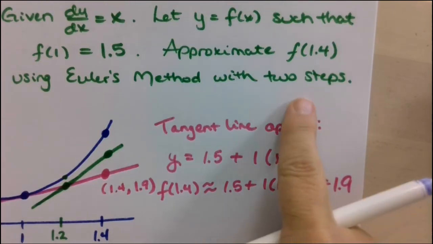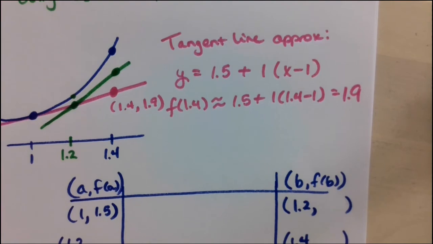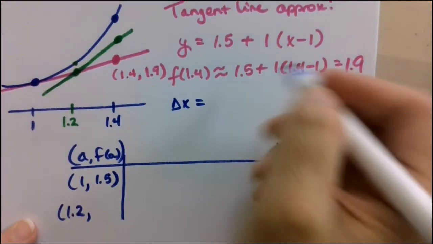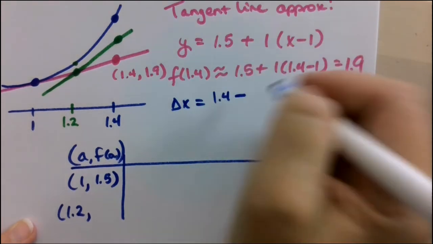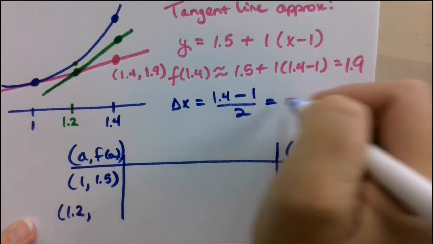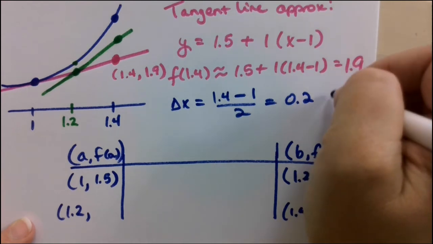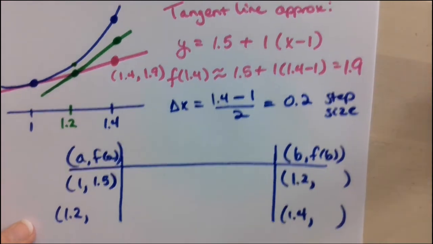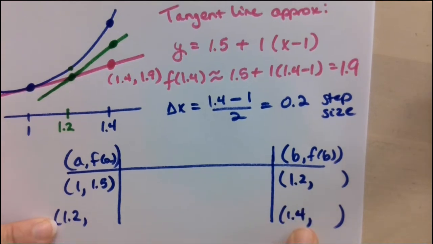When we're asked to use 2 steps, we have to figure out how wide those steps are going to be. What's my change in x going to be? And for this example, we're wanting to approximate the value at 1.4. We're starting at 1, and we're going to take 2 steps. So that gives me a step size of 0.2. So I start at 1, I go to 1.2, and then from 1.2, I go to 1.4.